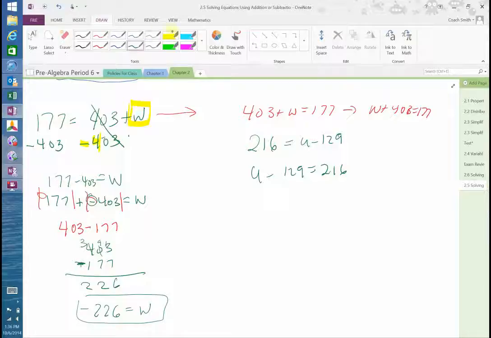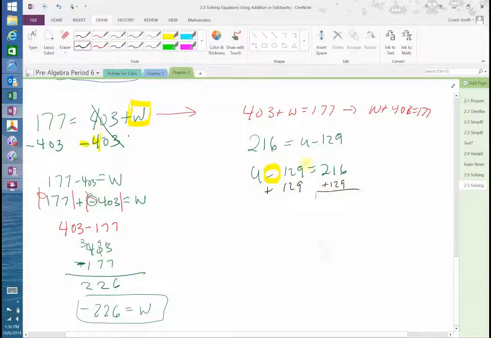Now, as if we look at this, you're subtracting 129. So the inverse of subtracting 129 is to add 129 to both sides. It cancels over here, leaving me with U is equal to 216 plus 129. When you put those two things together, you get U is equal to 345.